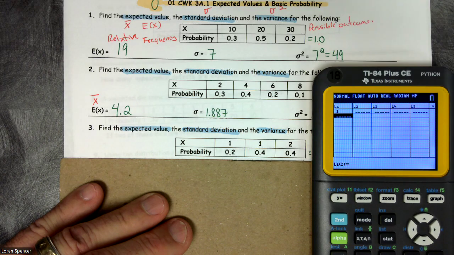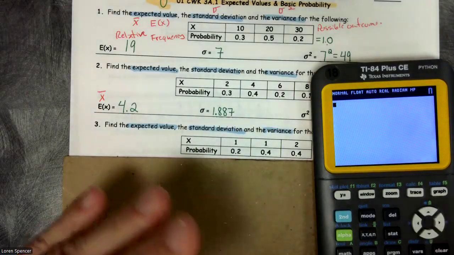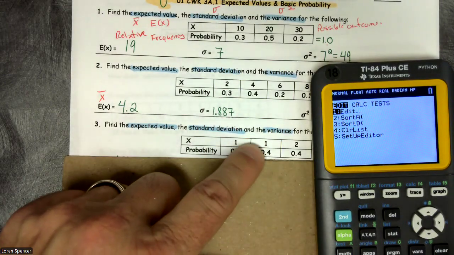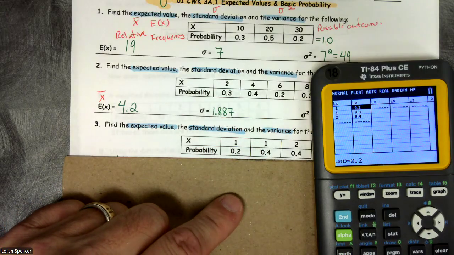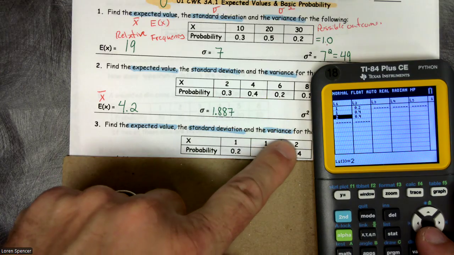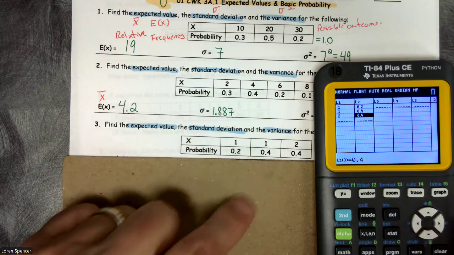We have a typo on this one, so I'm going to pause this for just a moment. All right, even though we have a typo, we're going to go ahead and continue with it the way it is. We should not have these two values repeating, but we do. So we have a 1 and a 1 and a 2 for the x value, and 20%, 40%, and 40%.